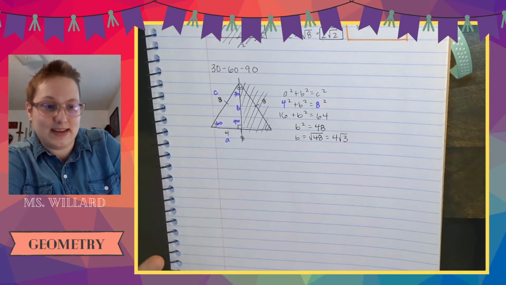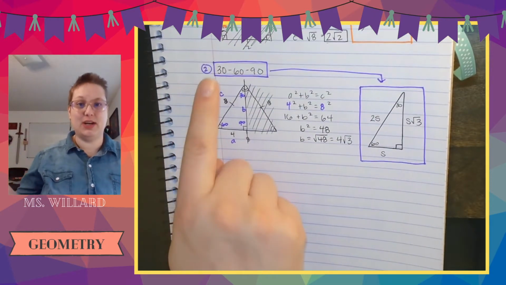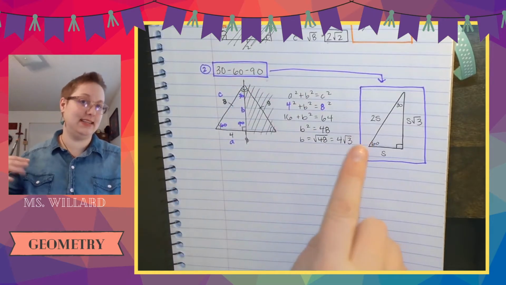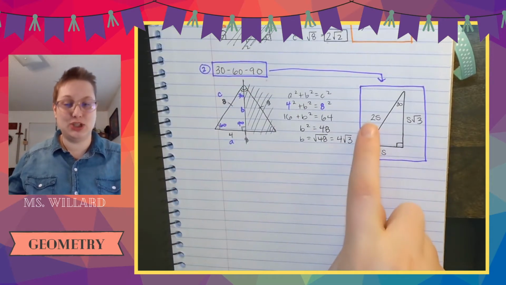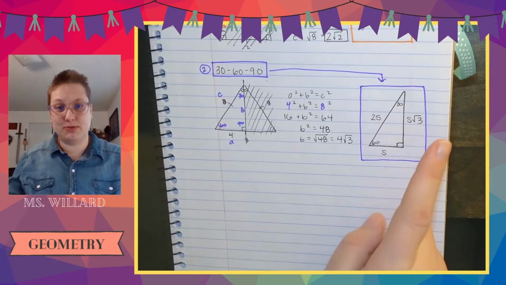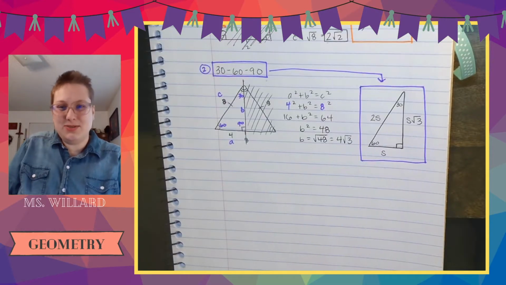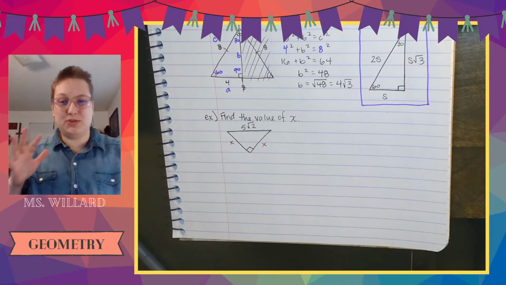So let me write that out on the side. My second type of special right triangle, 30, 60, 90, is whatever this side is. This is 2 times that side, and this is that side root 3. Always. So let's use it. All right, we're going to do like 2 or 3 of these.